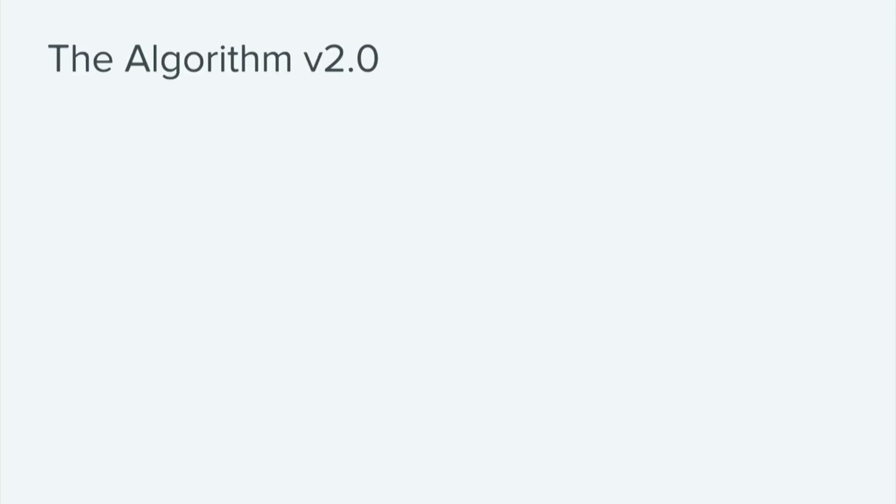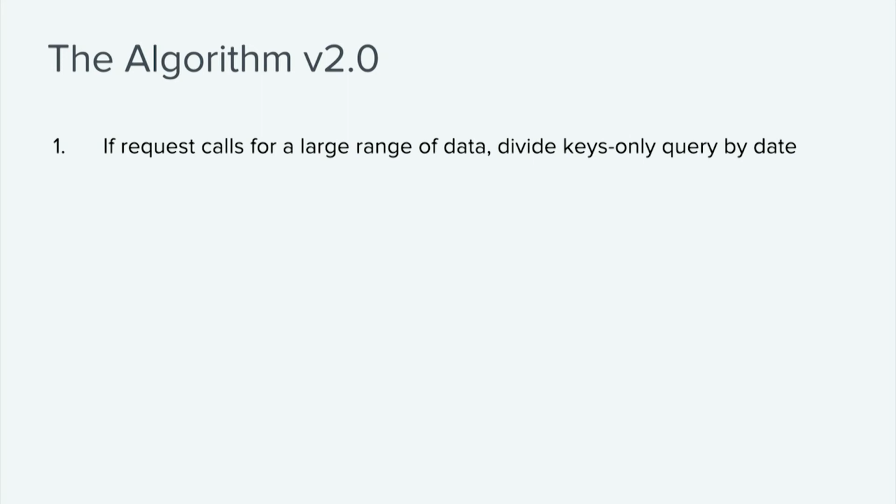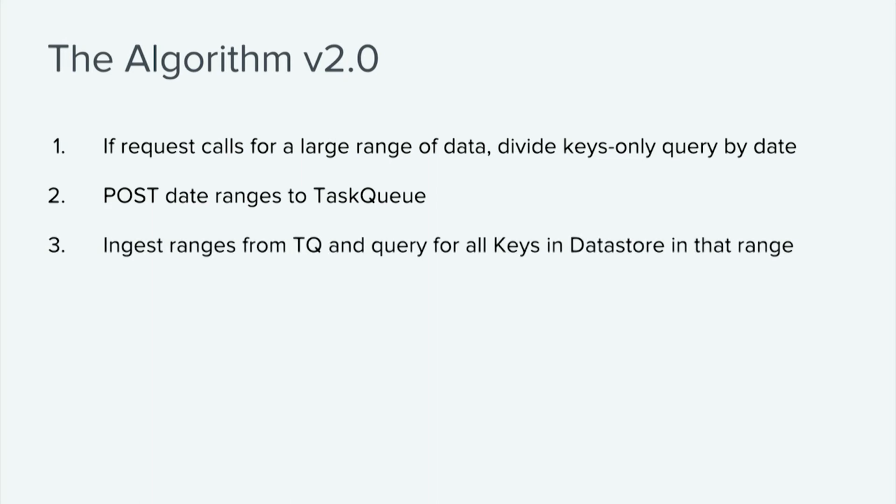So now we've got to design a new algorithm. If a request comes in for a large range of data, we want to divide the query by date. And now we're going to use task queue in the middle. We're going to have a two-step fan out. So we start publishing date ranges to task queue.